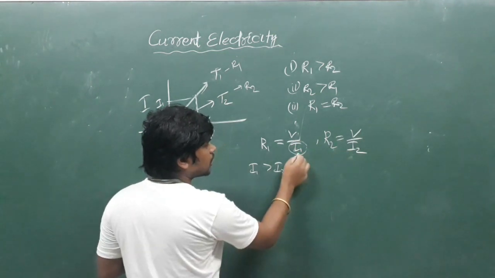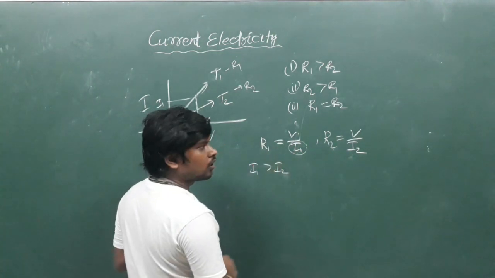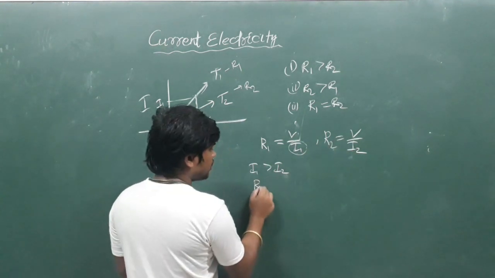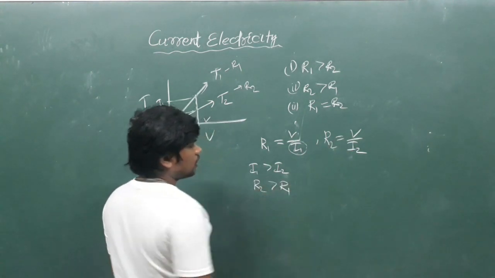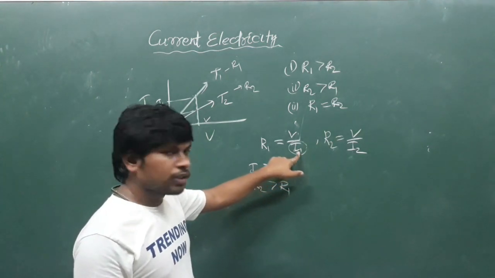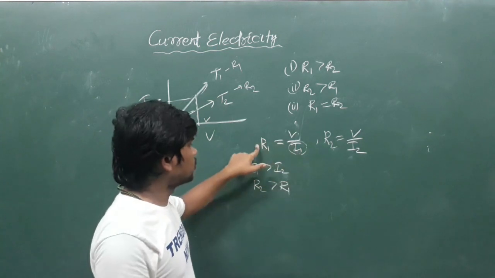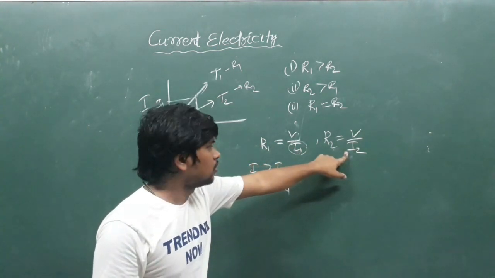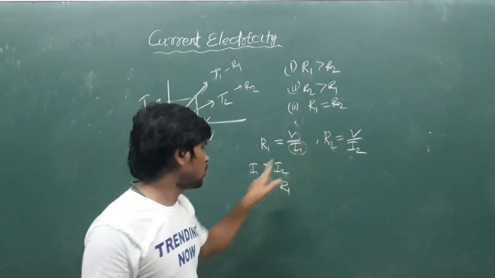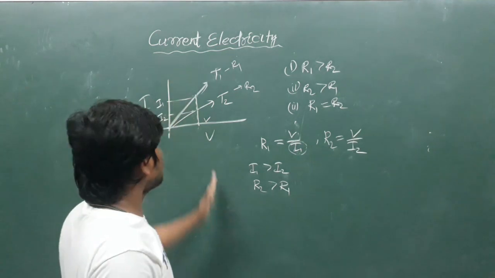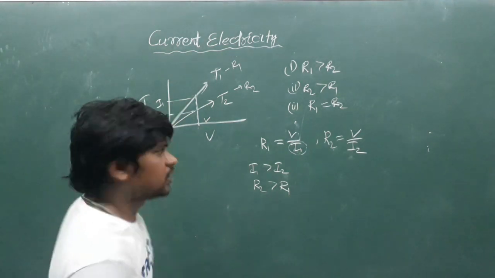So if this one is higher, then this one will be lower. And this one is lower, so this one will be higher. So you can write R2 is greater than R1. I1 is greater, so R1 will be lower; I2 is less, so R2 will be higher. So R2 is greater than R1, as I1 is greater than I2. Just take the slope of this graph.